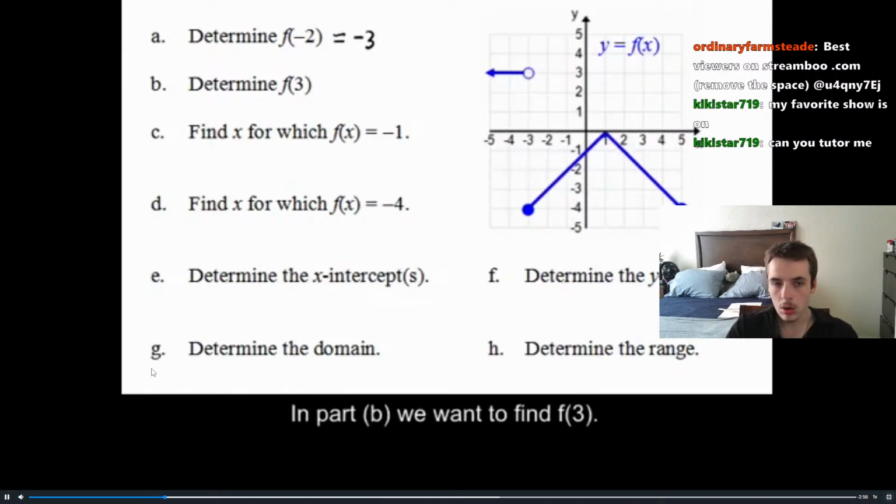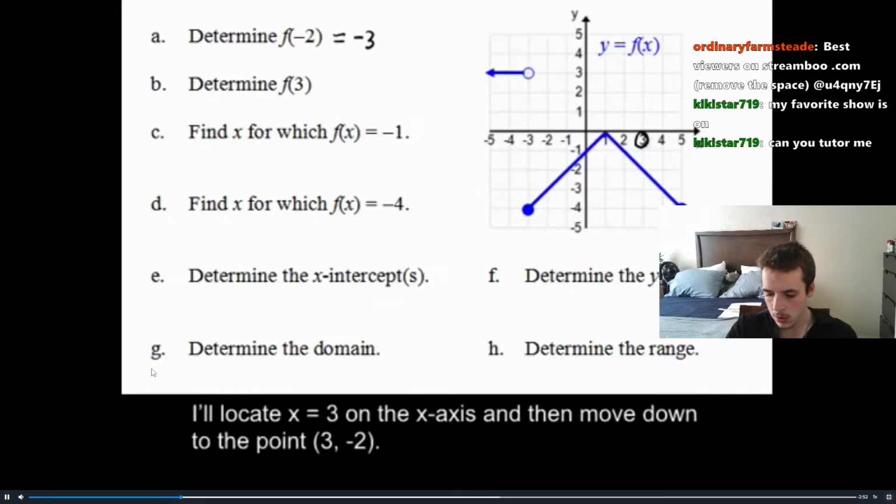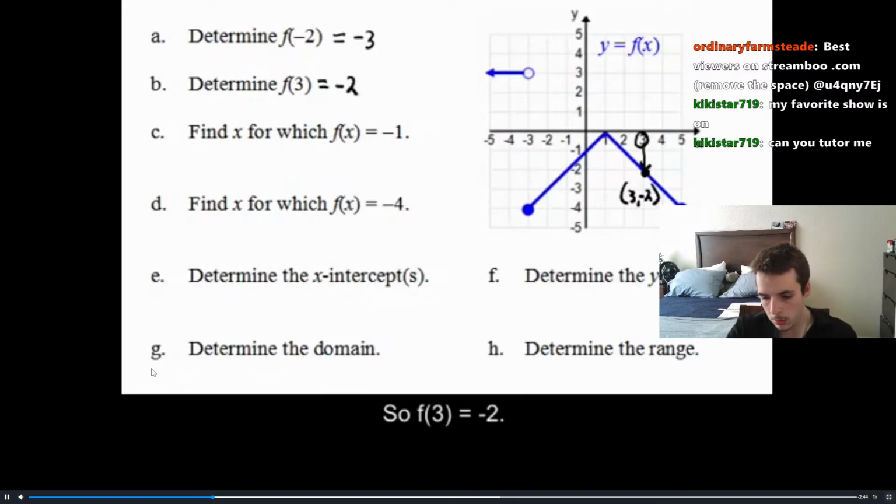In part B, we want to find f of 3. I'll locate x equals 3 on the x-axis, and then move down to the point 3 comma negative 2. So f of 3 equals negative 2.